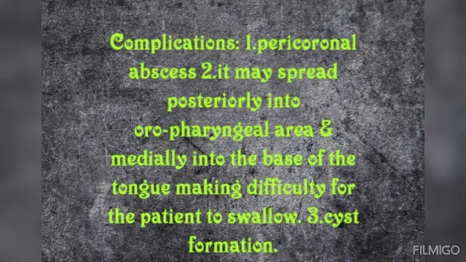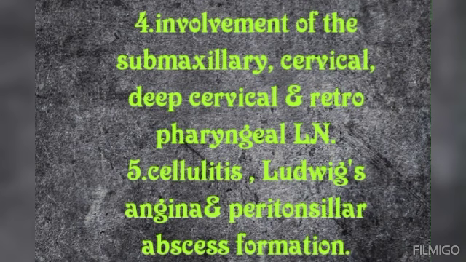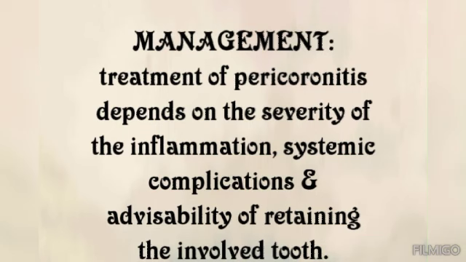Another one is that it occurs in a partly erupted vital tooth, so it may give rise to cyst formation. Depending on the severity, there may be involvement of the submaxillary, cervical, deep cervical and retropharyngeal lymph nodes. Other complications are cellulitis, Ludwig's angina and peritonsillar abscess formation, which are potential sequelae of acute pericoronitis. These are the complications of pericoronitis.